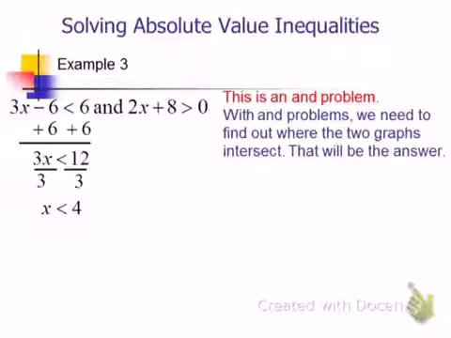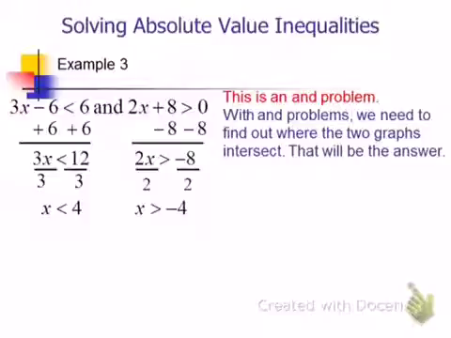The second inequality, we will subtract 8 from both sides. When we subtract 8 from both sides, we get 2x is greater than negative 8. And divide both sides by 2, and that gives me x is greater than negative 4. Do I have to flip the sign? I don't flip the symbol because I did not divide by a negative number. I divided by positive 2. The result was a negative number.